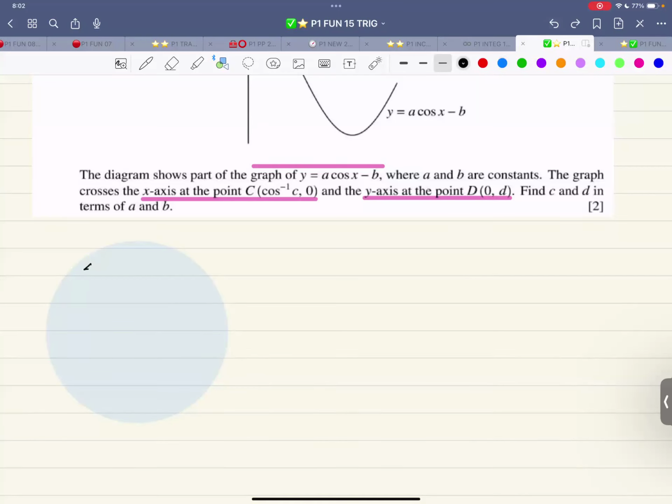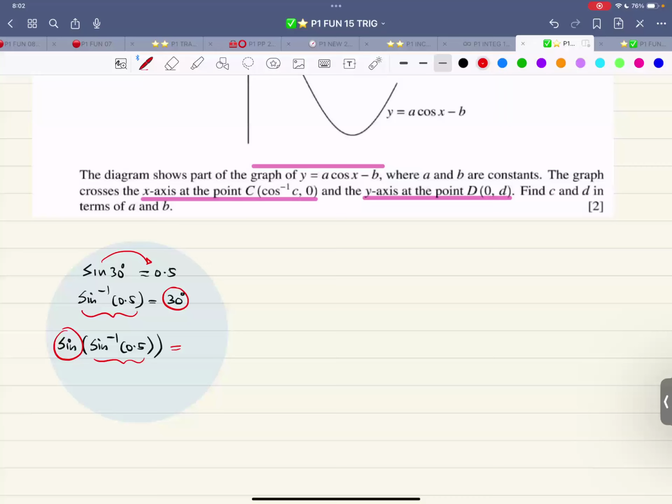You have used it. For example, if I say sine of 30 degrees is 0.5, so sine inverse of 0.5 is 30 degrees. Of course, there are other values also, but we are just focusing on this acute angle value. If I write sine inverse of 0.5, what exactly am I talking about? Sine inverse of 0.5 is 30 degrees. And sine of 30 will give me 0.5. Got the idea?